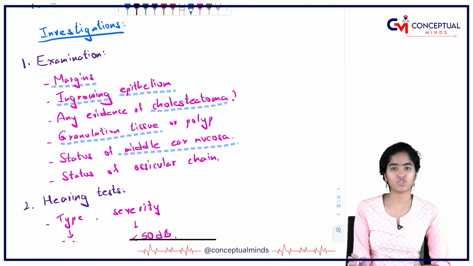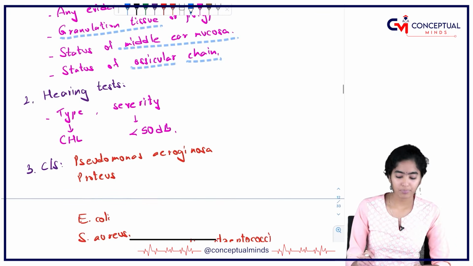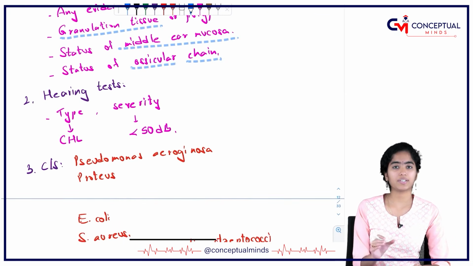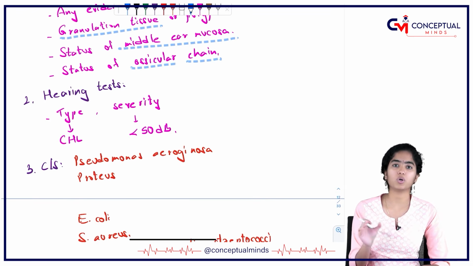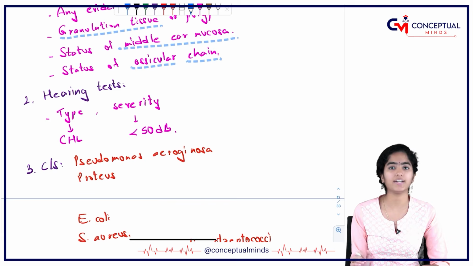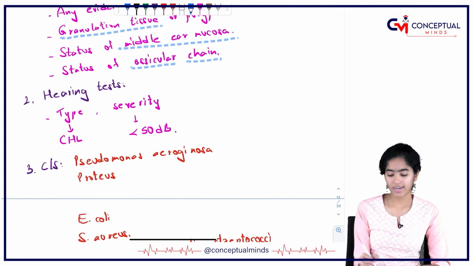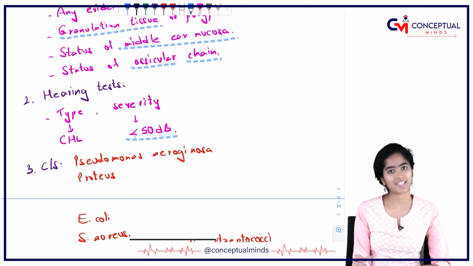will tell you whether the patient is in the active stage or the chronic stage, and also status of ossicular chain. Then perform hearing tests, which will tell you the type and severity of hearing loss. It's usually conductive hearing loss unless when the cochlea is involved because of the absorption of toxins, leading to a mixed hearing loss where there is both conductive and some sensorineural component. And the severity is usually less than 50 decibels.